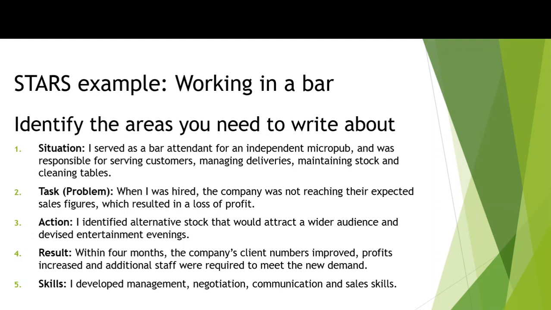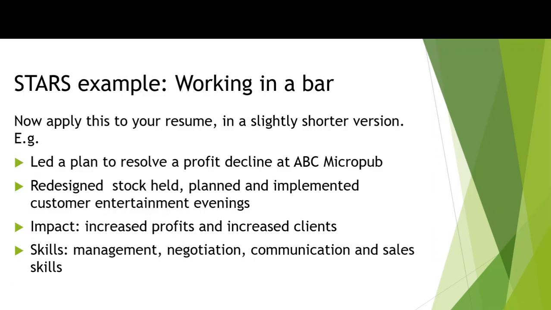And the result was that in 4 months, we did increase the number of people we had coming through, we took on additional staff, etc. And these are the skills that I developed. Now from this, we then need to make that CV ready. So this is what it would lead to. So I led a plan to resolve a profit decline at ABC Micropub. I redesigned the stock held, etc. This was the impact, and these were the skills that I developed.